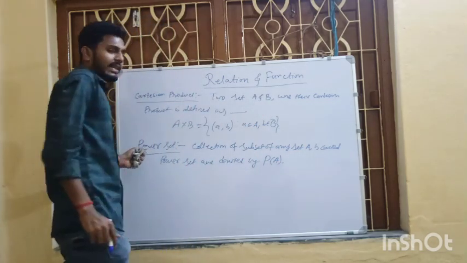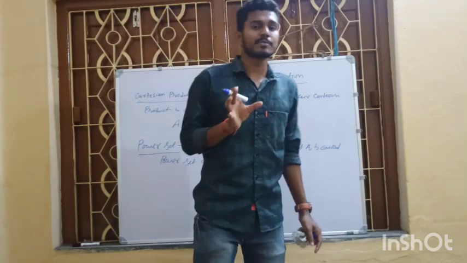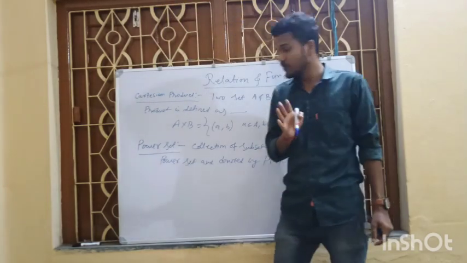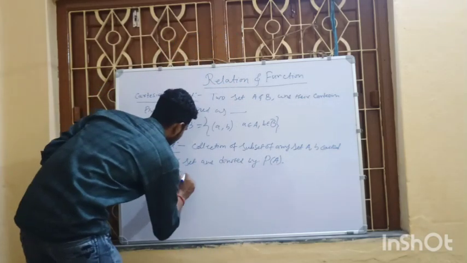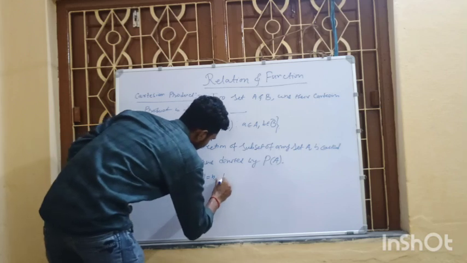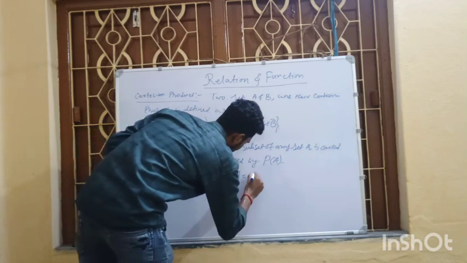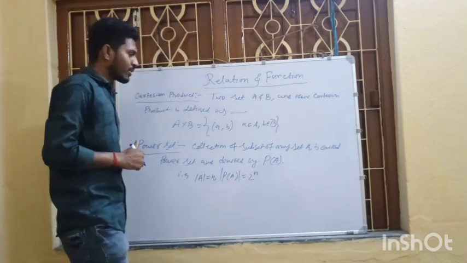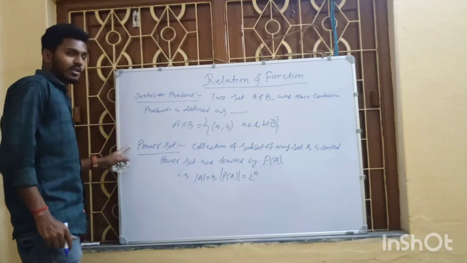And that is about the elements. If a set contains n elements, then its power set contains 2 to the power n elements. Okay, so that is your set, Cartesian product, and this is your power set.